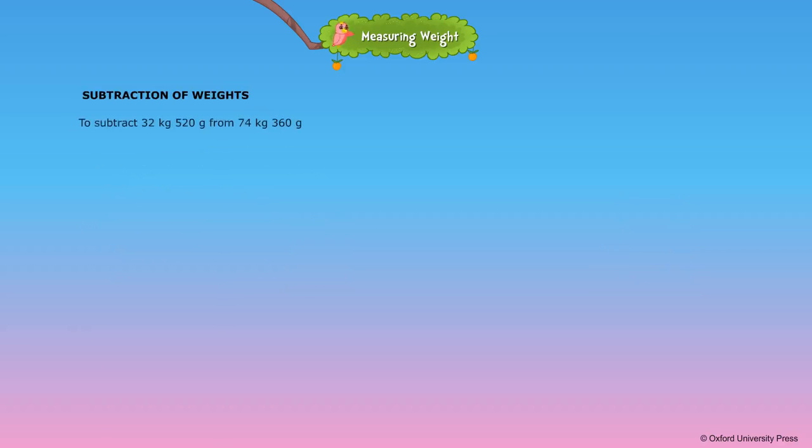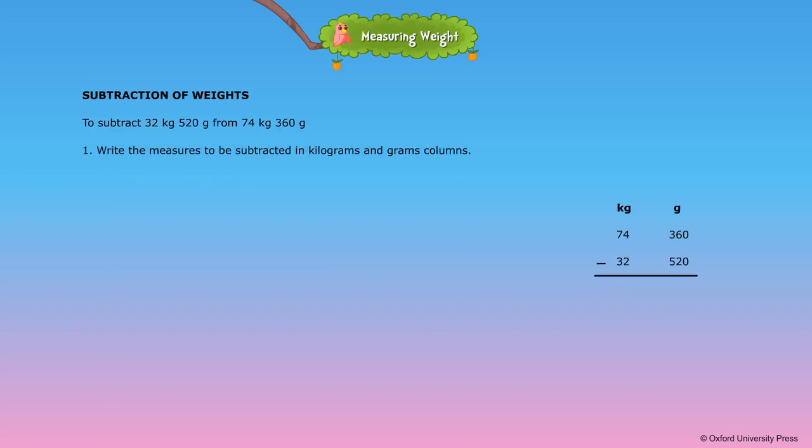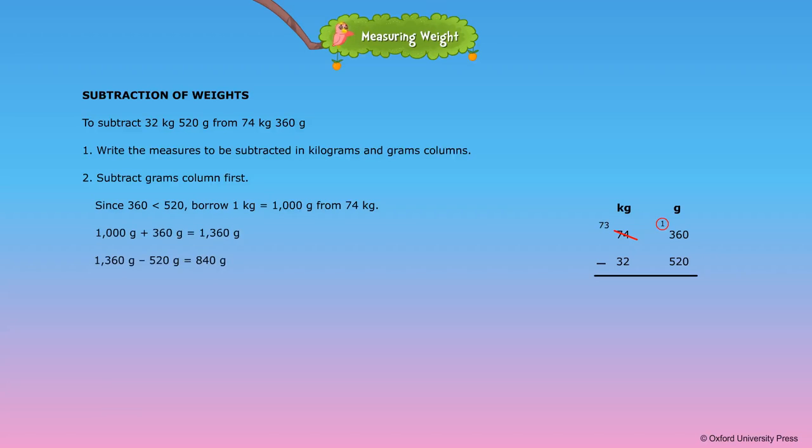Subtraction of weights. To subtract 32 kilograms 520 grams from 74 kilograms 360 grams: 1. Write the measures to be subtracted in kilograms and grams columns. 2. Subtract grams column first. Since 360 is less than 520, borrow 1 kg is equal to 1000 grams from 74 kg. 1000 grams plus 360 grams is equal to 1360 grams. 1360 grams minus 520 grams is equal to 840 grams.